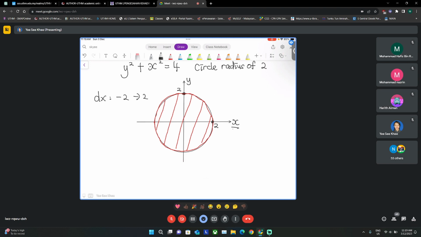So this is our x. 2 is here, so negative 2 will be here. So you make a line. This is the negative 2 and positive 2. The line is not straight enough.